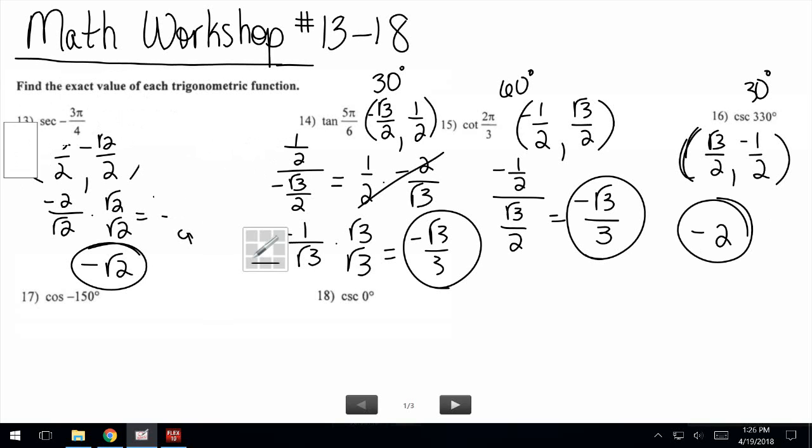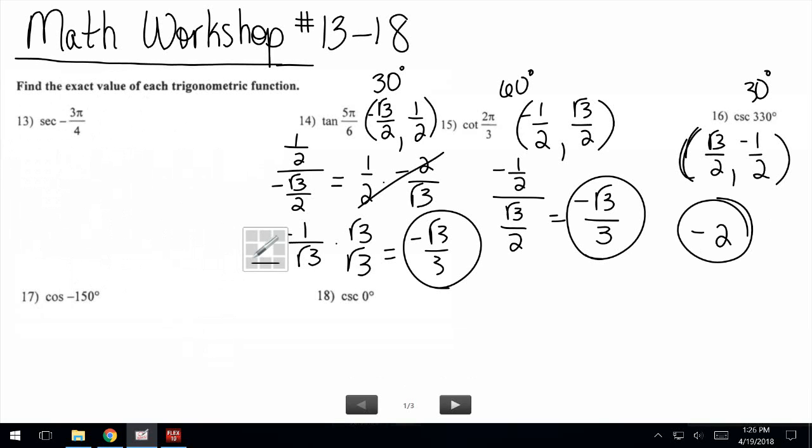All right, last two. 17, 150. What's the reference angle? 30, right? I can't do it. I didn't fix that from the other day. All right, 30 degrees. What's the order pair? Square root of 3 over 2. Very good. But instead of going up to 150, you're going down to 150. So what quadrant? Third quadrant.